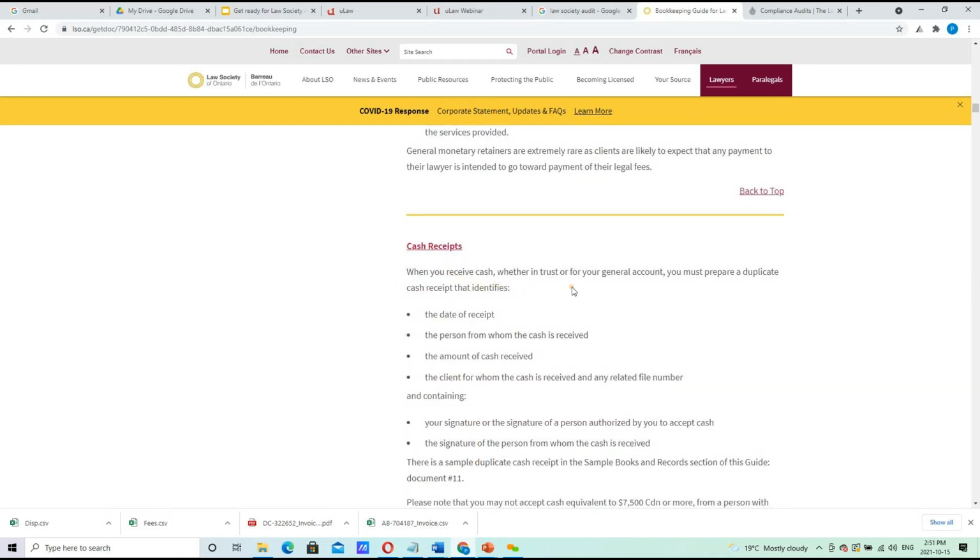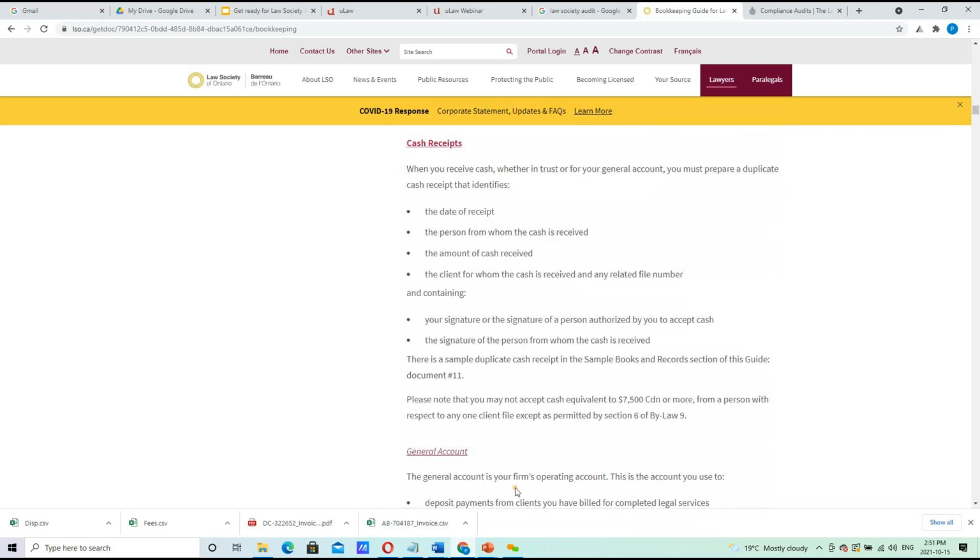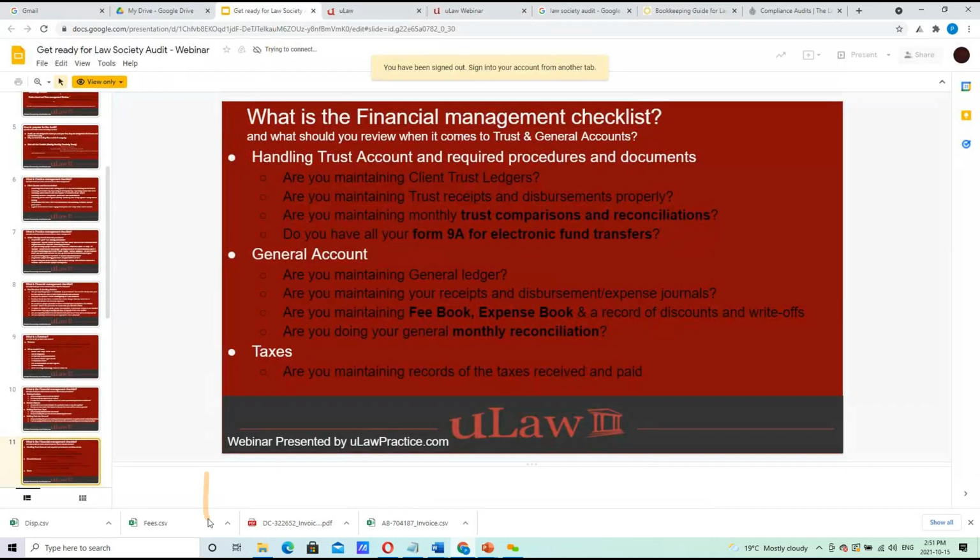It clearly states that when you receive cash, whether in trust or for your general, you must prepare a duplicate cash receipt. And that should capture information such as the date and the person from whom this cash was received, right? Very, very straightforward. It's already there. And it's, in a way, your responsibility as a legal practitioner to have read this and be prepared for it. It's almost like a test, if you will. Okay?